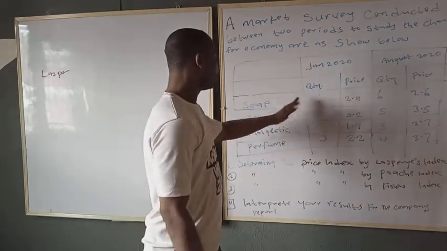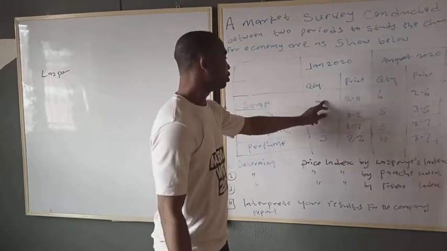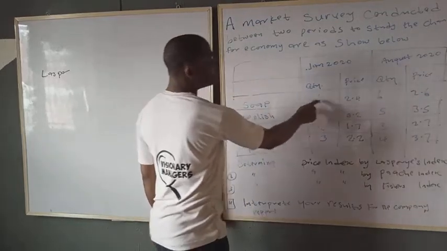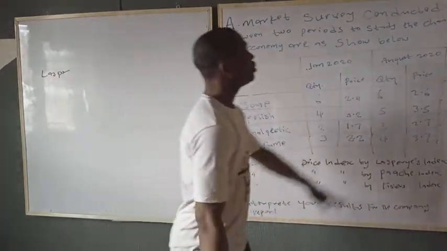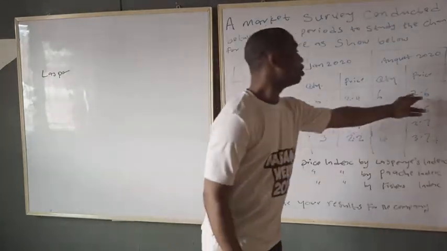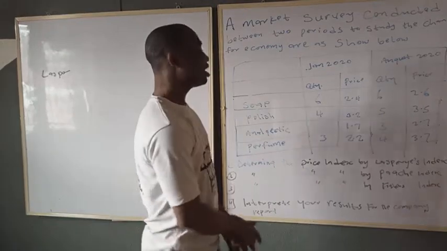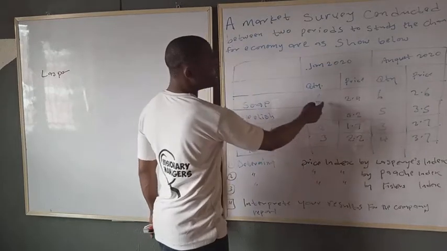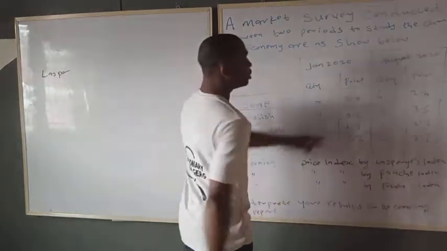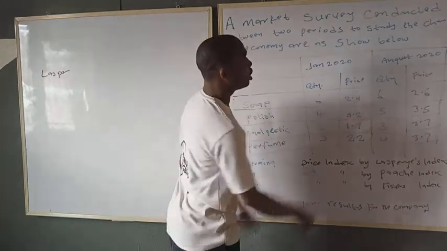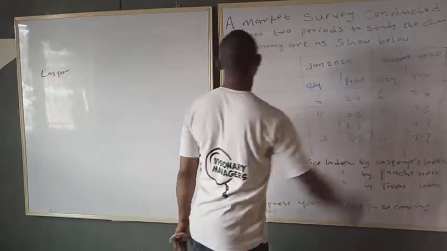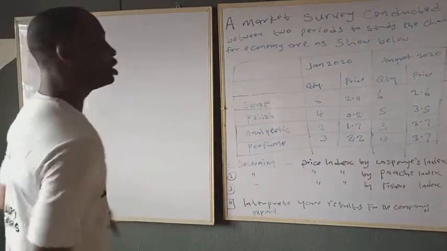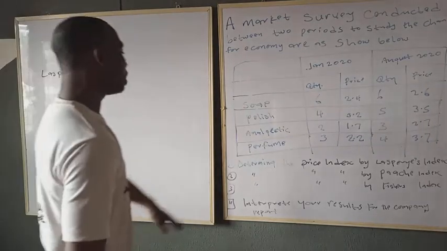The quantity for soap in January: in the month of January, 2.4 naira can purchase 6 soap. Then for August, 2.6 naira can purchase 6 soap. That is simply telling us that the price that could purchase 6 soap in January cannot purchase 6 soap in August again. So the price has increased. We want to calculate the percentage of inflation, how the price increased. That is what it's all about.